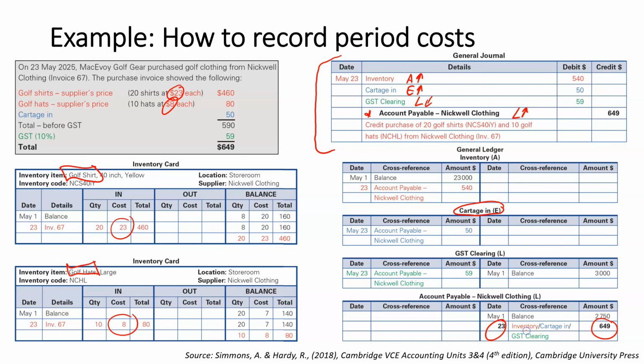Part of it represents the amount that we've paid for inventory. Another part represents the amount that we've paid for the cartage or the delivery of that inventory. And another part represents the GST that we have paid on that inventory. So it's quite a complex cross-reference that you can end up with from period costs. The most important thing to note is that period costs are not included in the inventory card. They have their own ledger account and they are recorded separately in the general journal, as you can see from this example.